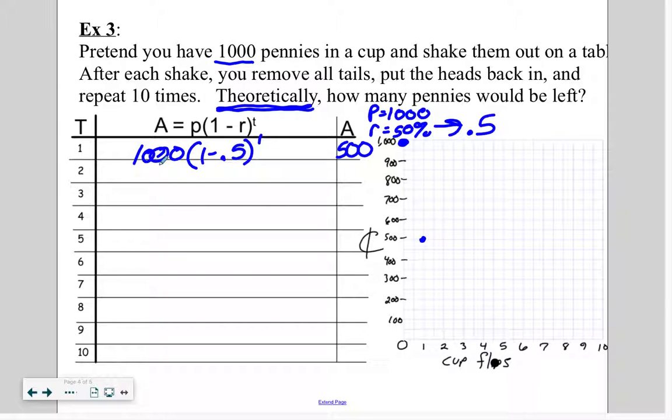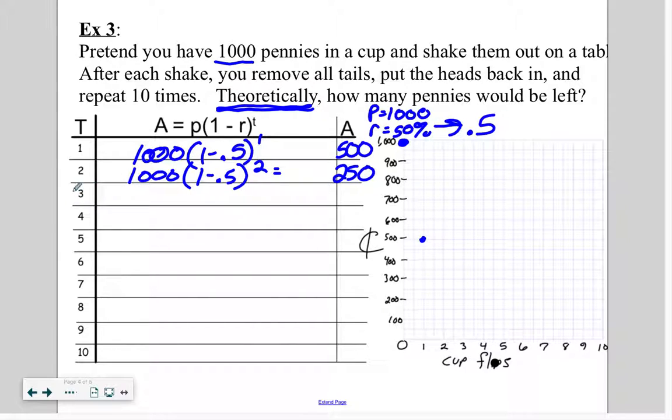But remember, this entire time, we just used this starting amount. So after 2 flips, I'd start with my same starting amount. And it's always 1 minus the rate. But now this is my second flip, or this is like my second year of owning the car, my second year of owning the electronic. So what will this give you? Before you punch it in or hit equals, think about the story here. We're losing half of our pennies every single time because half of them will be tails and we have to remove them. So what's half of 500? Yep, you should get 250, and your formula should tell you 250 as well.